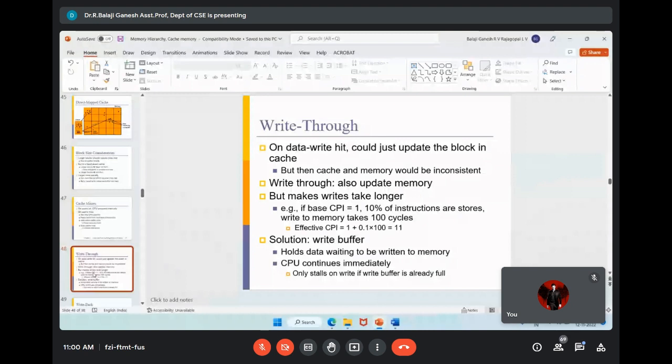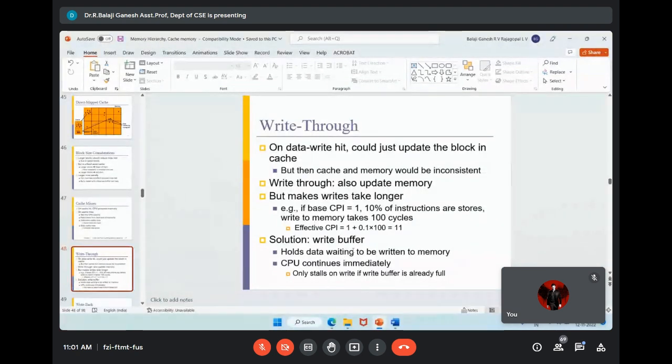So if the base CPI, cycles per instruction, is 1, and 10% of the instructions are stores that write to the main memory, and it takes 100 clock cycles, then the effective CPI will increase from 1 to 11. So write through is a very costly cache updation strategy. So we go for a solution called write buffer.